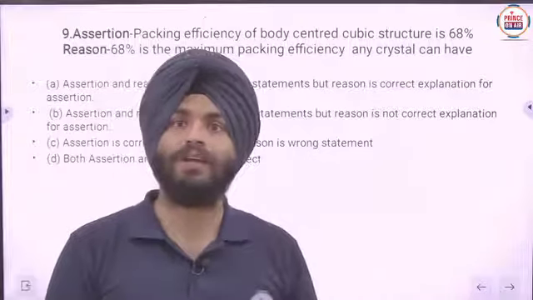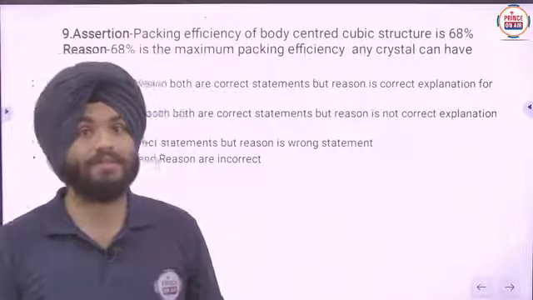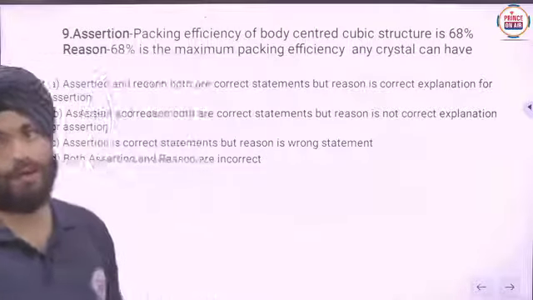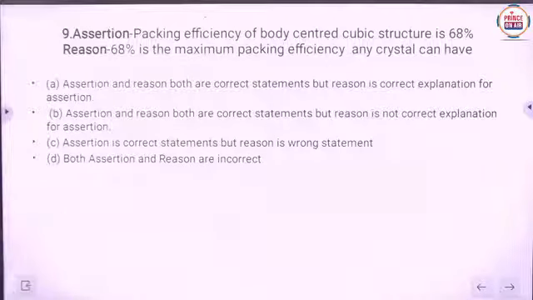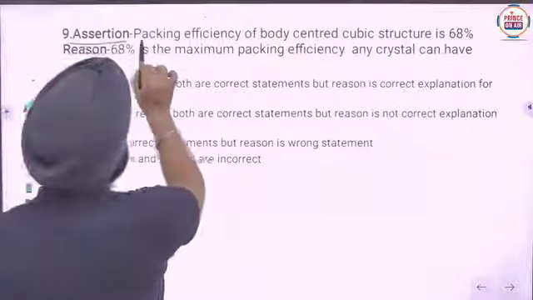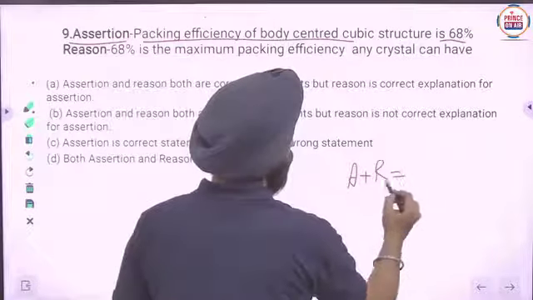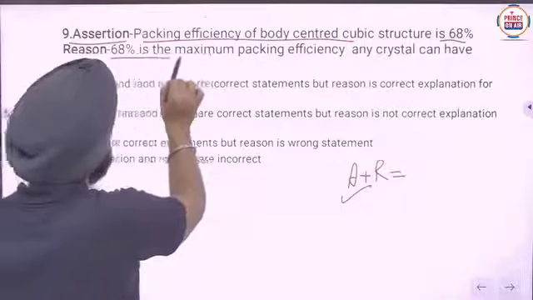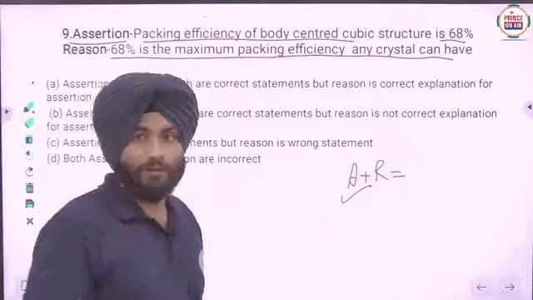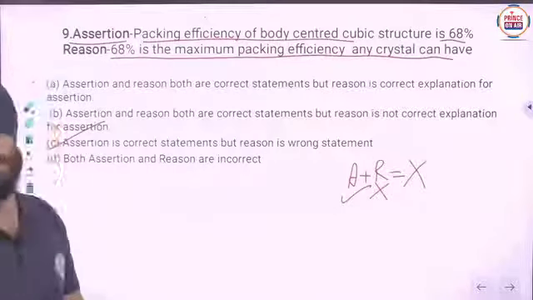Now next is the assertion: packing efficiency of body centered cubic structure is 68%. Reason: 68% is the maximum packing efficiency any crystal can have. So try to do that. The assertion is right, but 68% is not the maximum efficiency any crystal can have. In FCC it is 74%. So the reason is incorrect. So option C will be the right answer here. Simple.